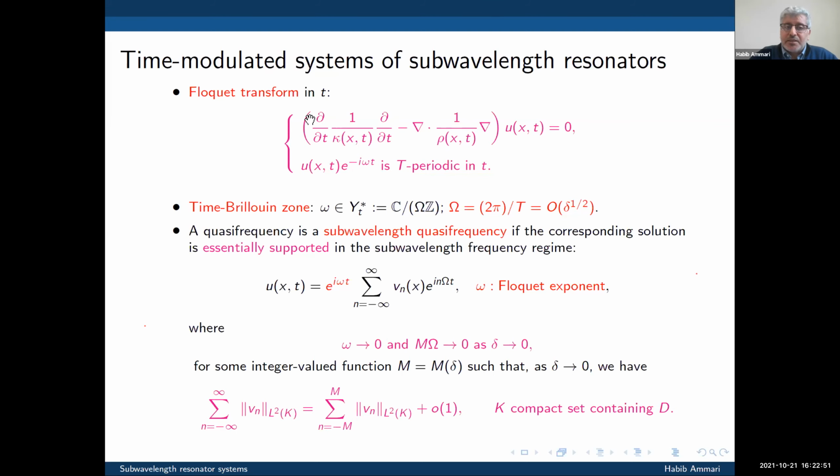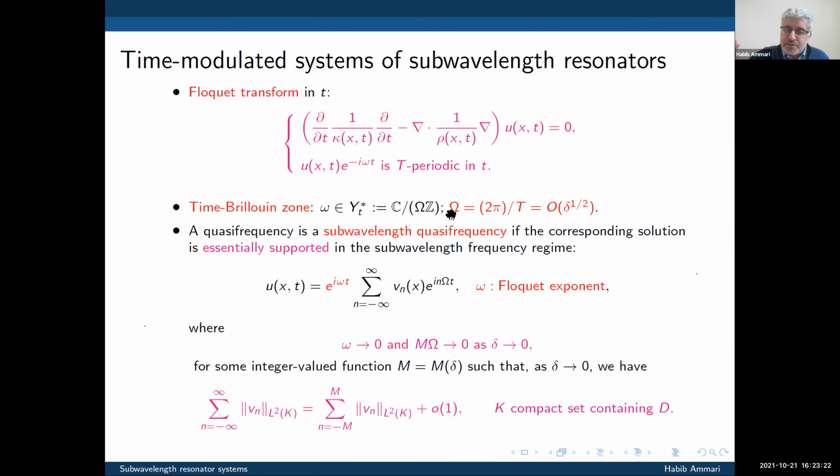So taking the Floquet transform in t, we end up with the same equation, and now we have these quasi-frequencies. So we want to find omega such that there exists a non-trivial solution to the wave equation which, when you multiply it by the exponential e to the minus i omega t, is T periodic in t. Let me call omega is 2 pi over T. This is the frequency of modulation.